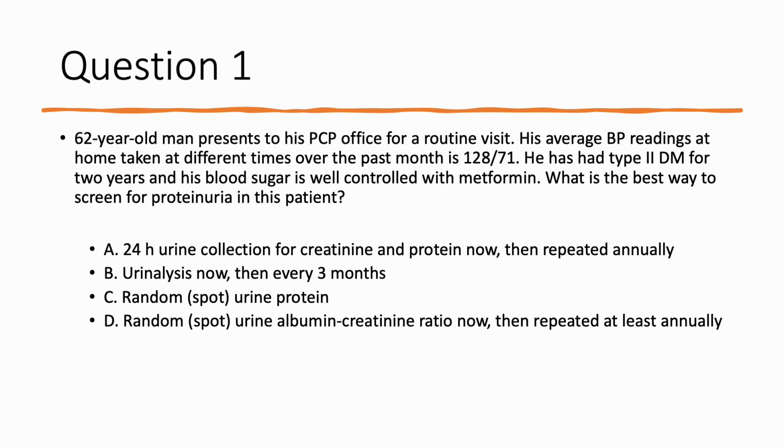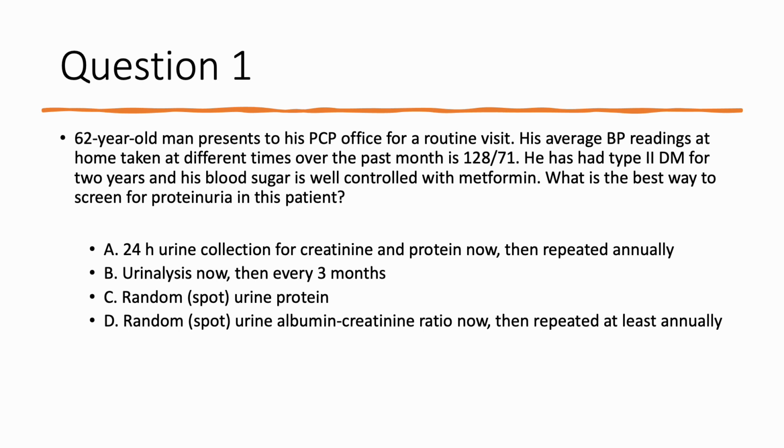Here we have a 62-year-old man who presents to his primary care physician's office for a routine visit. His average blood pressure readings at home, taken at different times over the past month, is 128/71, so good blood pressure. He has had type 2 diabetes mellitus for 2 years and his blood sugar is well controlled with just metformin. What is the best way to screen for proteinuria in this patient? So we have someone with a 2-year history of type 2 diabetes mellitus and hypertension.